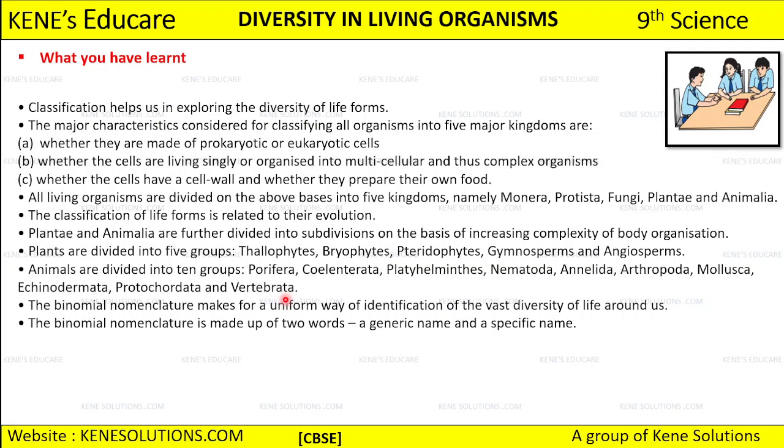Okay, so after discussing Kingdom Plantae and Kingdom Animalia, we had this binomial nomenclature system, right? Where this binomial nomenclature is making a uniform way of identifying the vast diversity of life which is existing around us. Okay, so this binomial nomenclature is made up of two words. We have a generic name and we have a specific name. So these are the two words it is made up of.